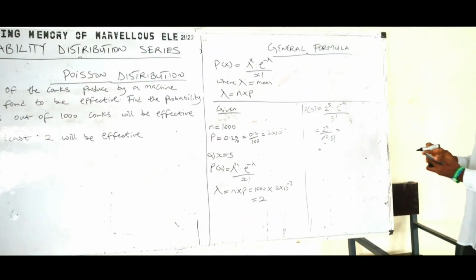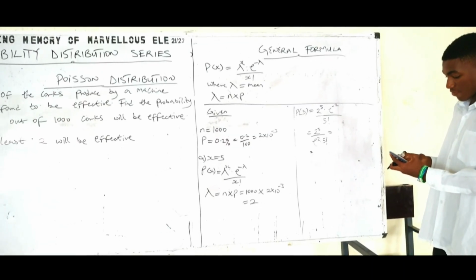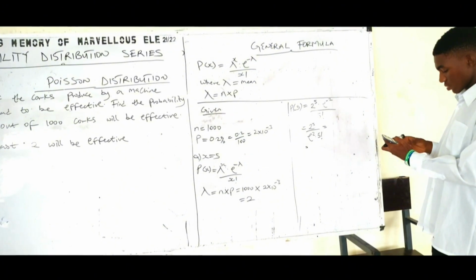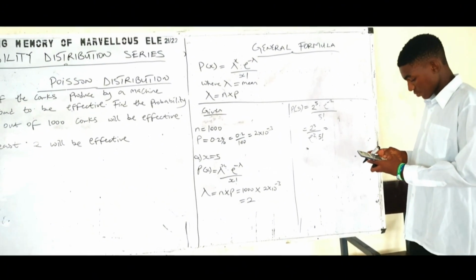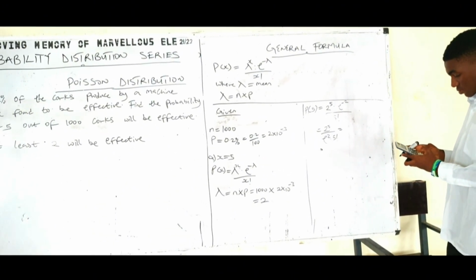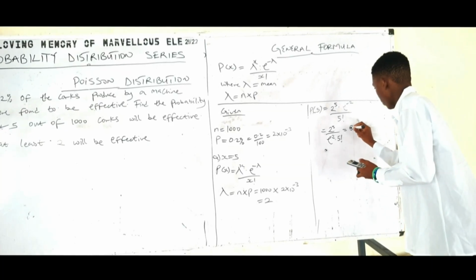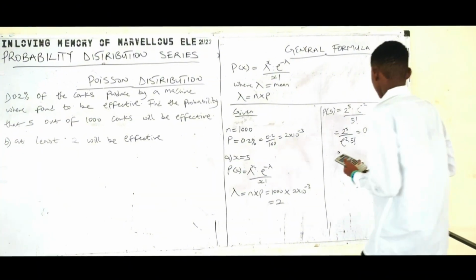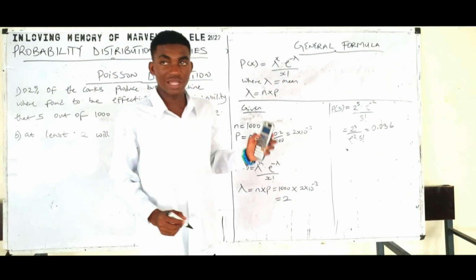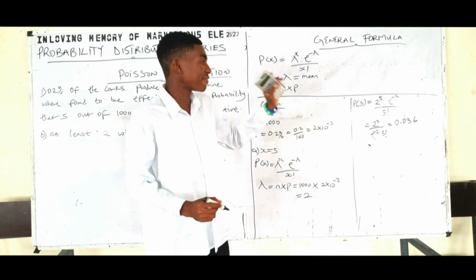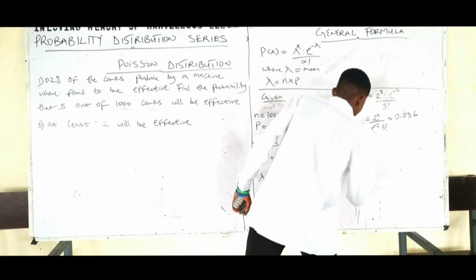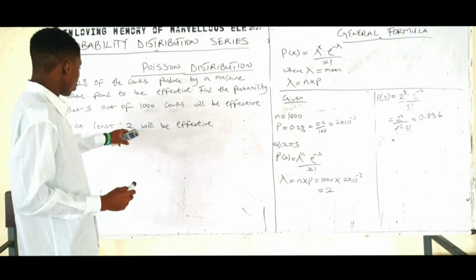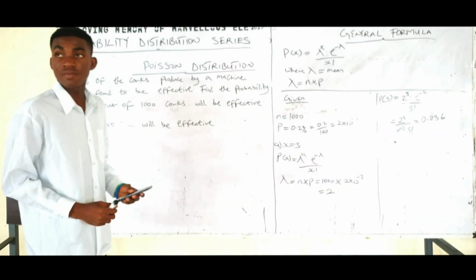If you put it on the calculator now, you get 2 raised to 5 all over 0.036. So if you have probability, that's 5 out of what logs will be effective. That's the number of B. They say, what's the probability that at least 2 will be effective?